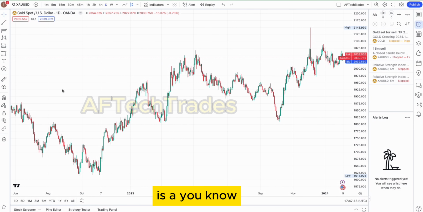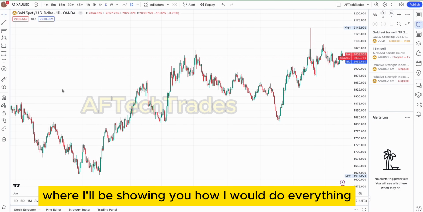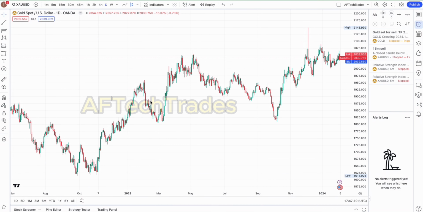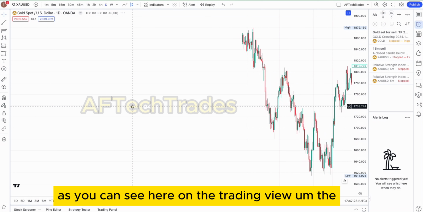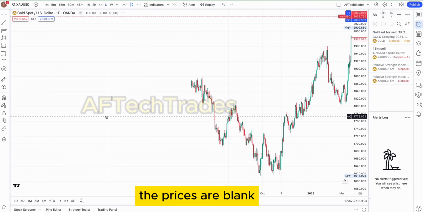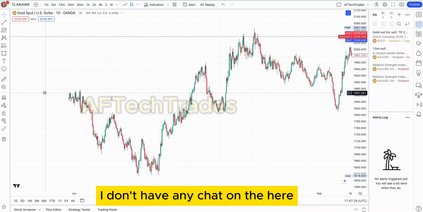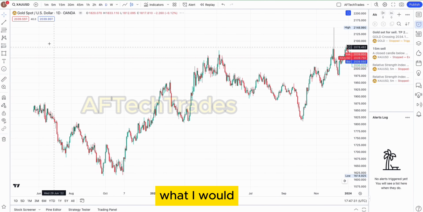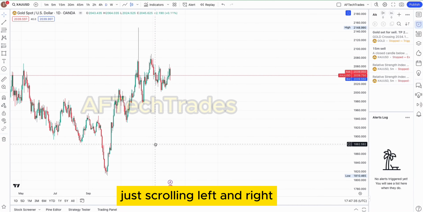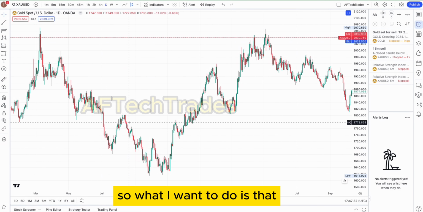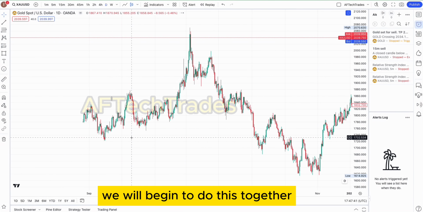The approach today is that we will do it together on the screen. My classes are usually practical, where I show you how I do everything. As you can see here on TradingView, the prices are blank. I don't have any chart here, and I'm on the daily time frame, just scrolling left and right. So we will begin to do this together.